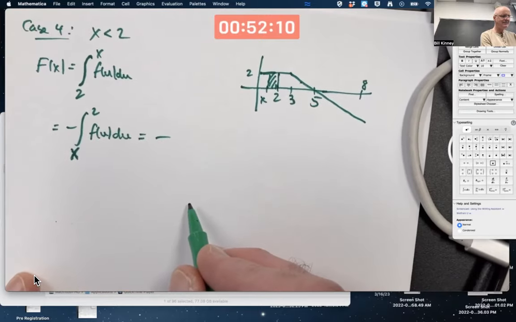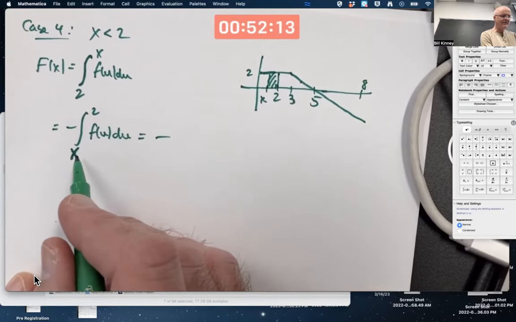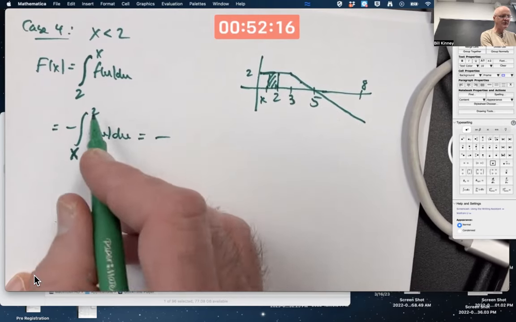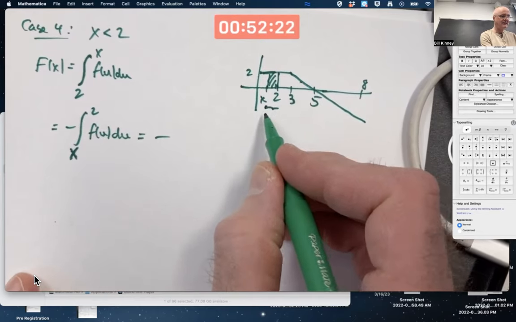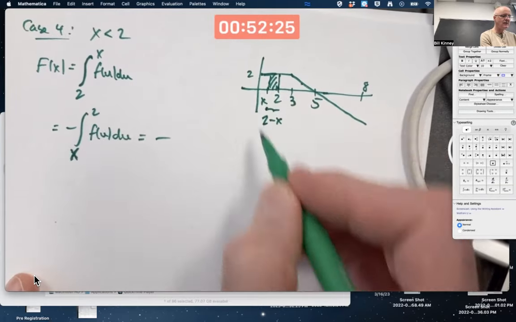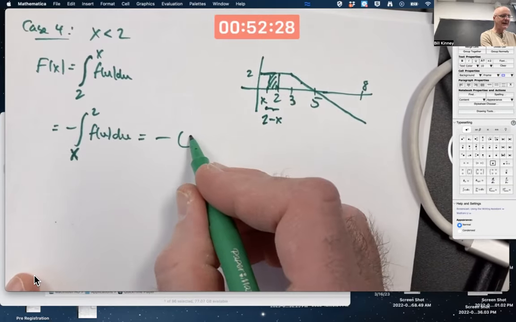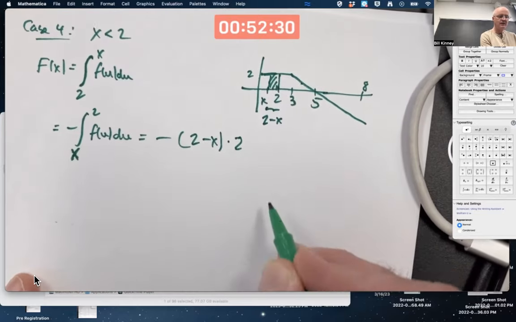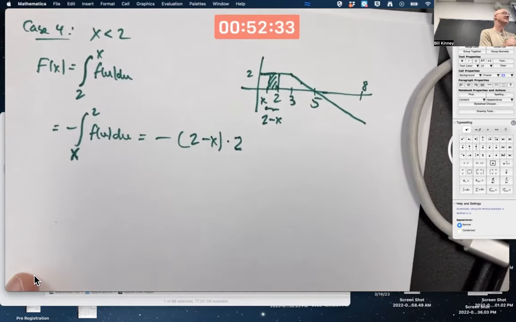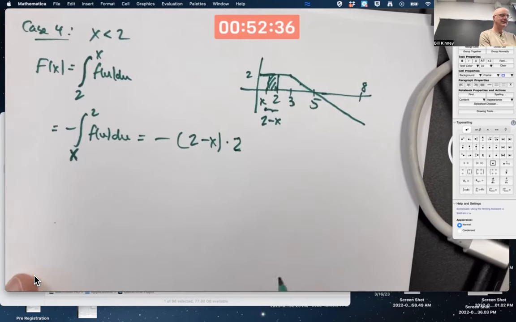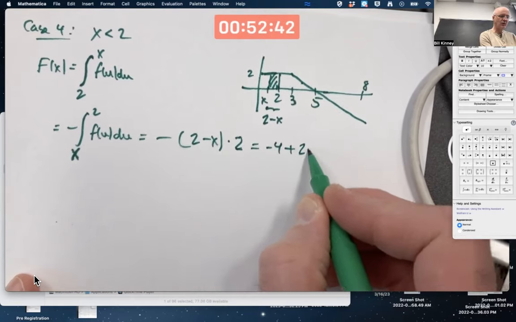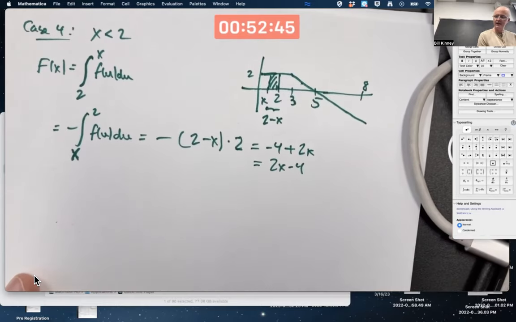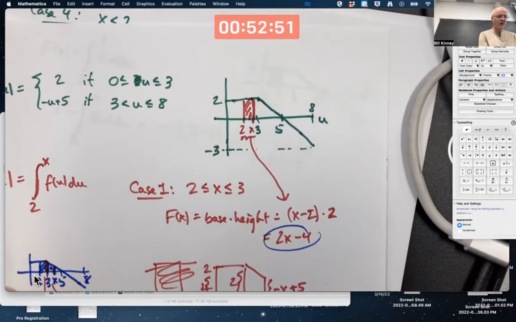If you do that, then, for example, if x is 1.5, you're integrating from 1.5 to 2, you're finding the area of this rectangle as a positive area. Base 2 minus x and height 2. As a positive area, that's base times height, 2 minus x times 2. But the integral is negative, because you have to put the negative sign there. Simplify this. Get negative 4 plus 2x, or if you prefer, 2x minus 4. Hey, that looks familiar. Same answer as we got in case 1.